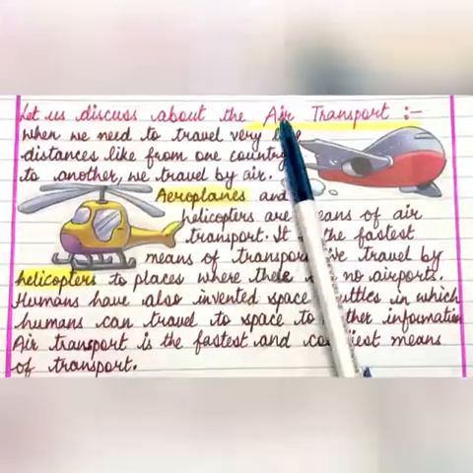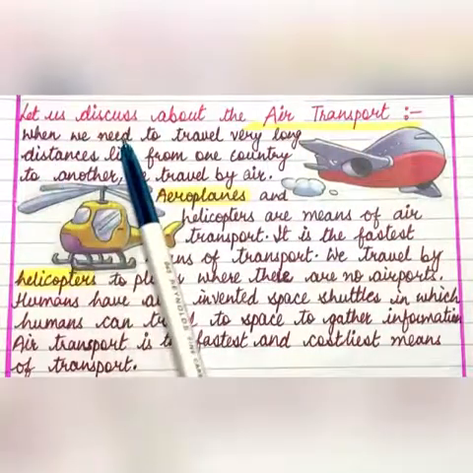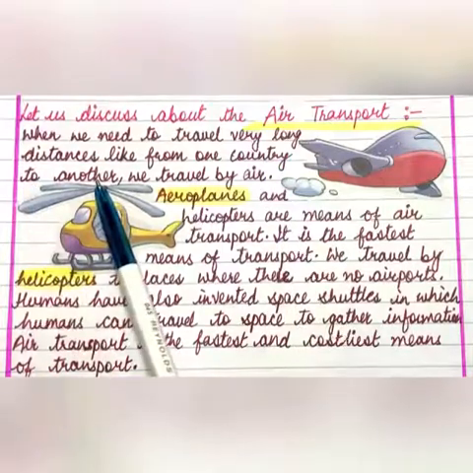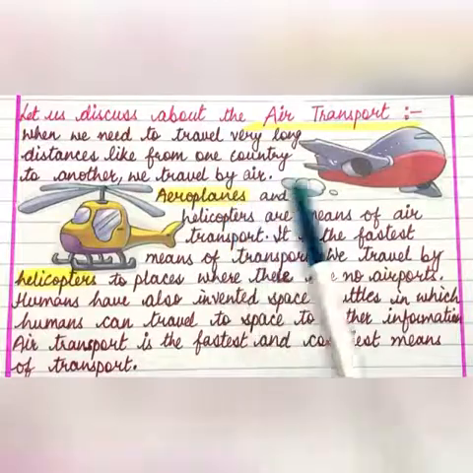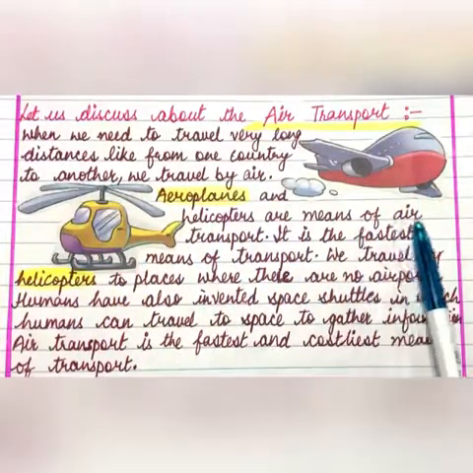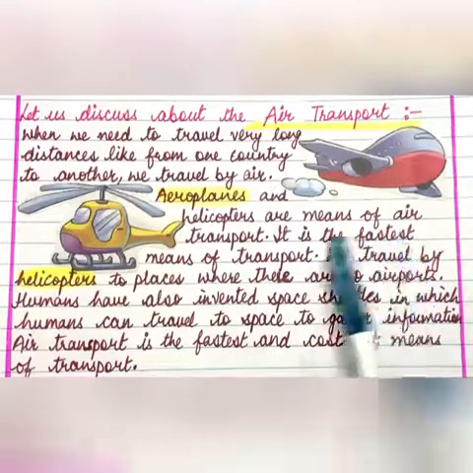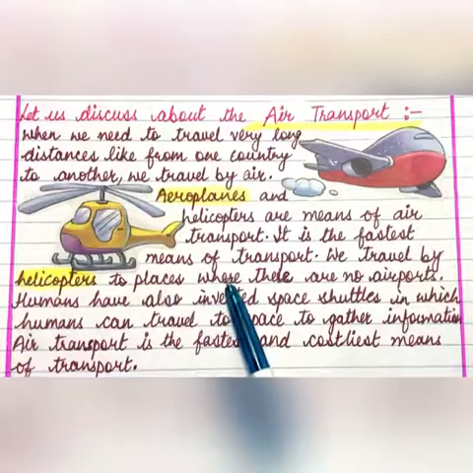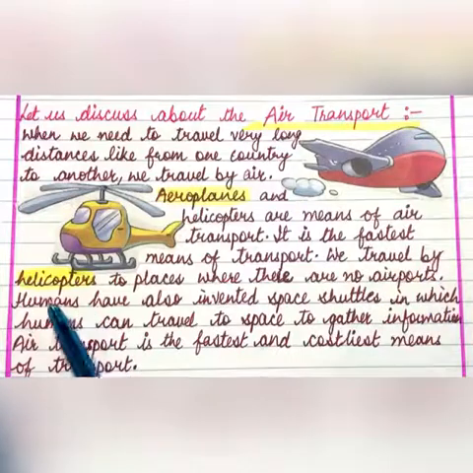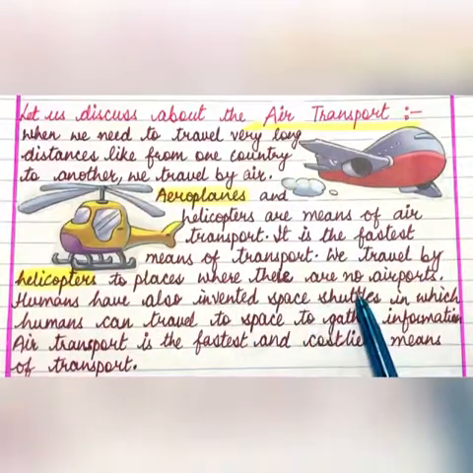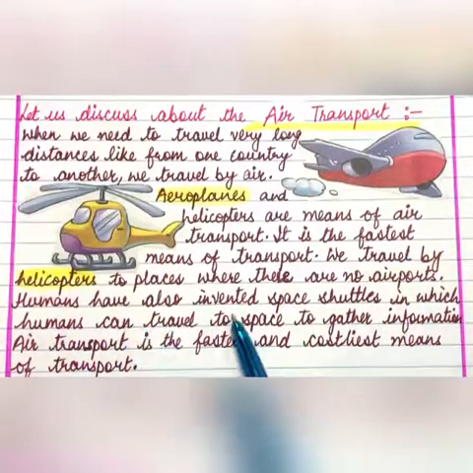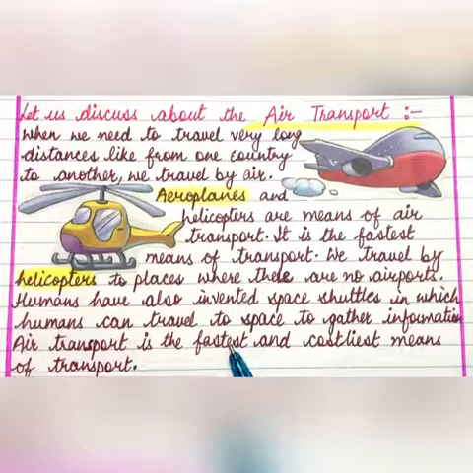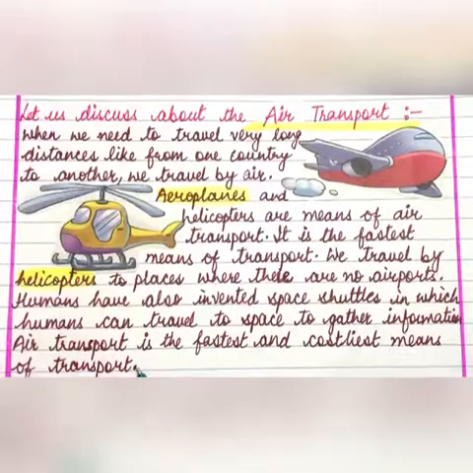Now we will discuss the air transport. When we need to travel very long distances, like from one country to another, we travel by air. Aeroplanes and helicopters are means of air transport. It is the fastest means of transport. We travel by helicopters to places where there are no airports. Humans have also invented space shuttles in which humans can travel to space to gather information. Air transport is the fastest and costliest means of transport.